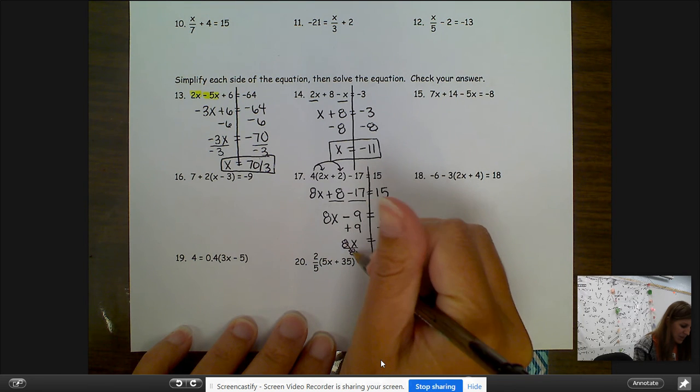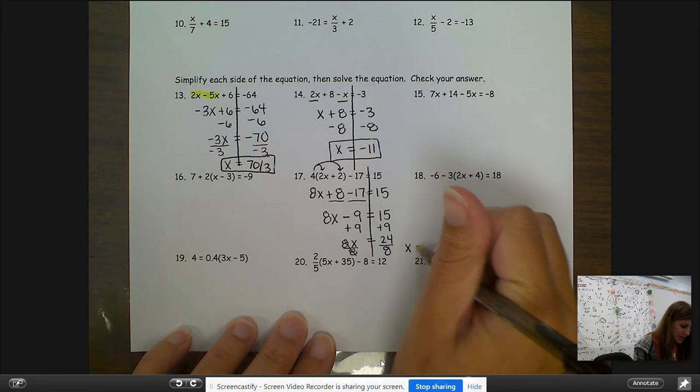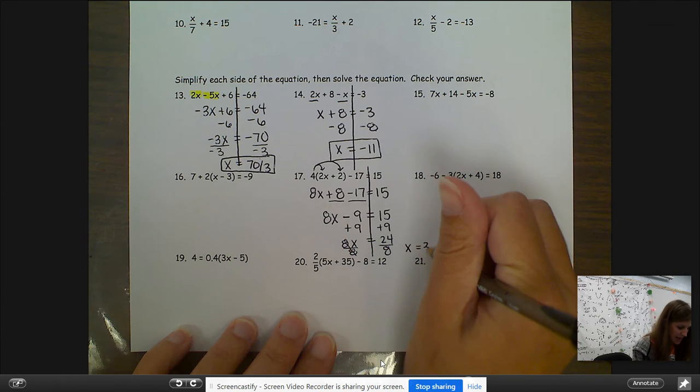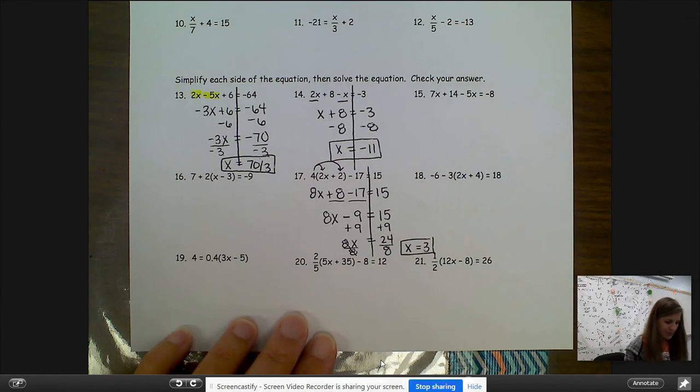So 8 divided by 8 is 1x. And then 24 divided by 8, that we can actually do, it's 3. X is all alone, so we're done.